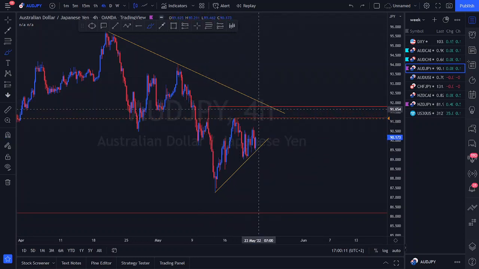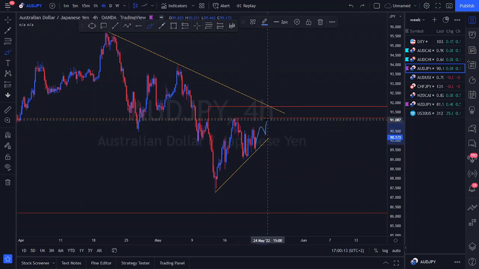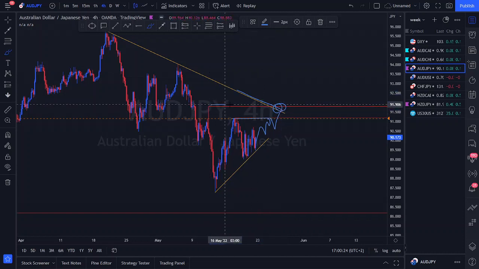So what we're going to be looking for is we're going to be waiting for price action to make its way either to our double top area over here, or maybe even to our convergence area, where we see both this resistance trend line and our horizontal resistance area here converging in this area here.